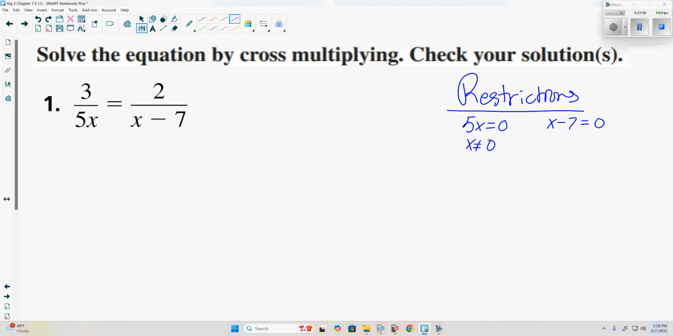x minus 7 equals 0. What can we subtract from 7? Or what number minus 7 is 0? 7 minus 7 is 0, yes? Yeah. Or we could add 7 to both sides and see that x is 7, yes? All right. So those are restrictions. x can't be 0 or 7.